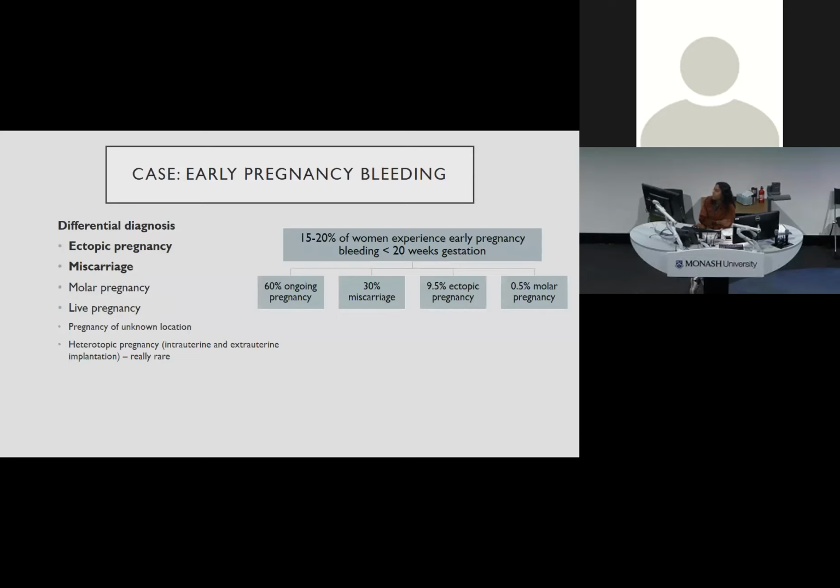Okay, so early pregnancy bleeding generally occurs within the first 20 weeks gestation, and it's actually quite common. It'll happen in about 1 in 5 pregnancies. Of those, just less than 2/3 will be a healthy ongoing pregnancy, so you don't really have to worry and you don't have to treat. A third would be miscarriages, and then of the remainder, about 10%, there's ectopic pregnancy, and very few cases will lead to a molar pregnancy. In terms of differentials, I've also listed something called heterotopic pregnancies, and that's what generally occurs with the risk factor of having IVF, where you have both an intrauterine and an extrauterine pregnancy occurring simultaneously.